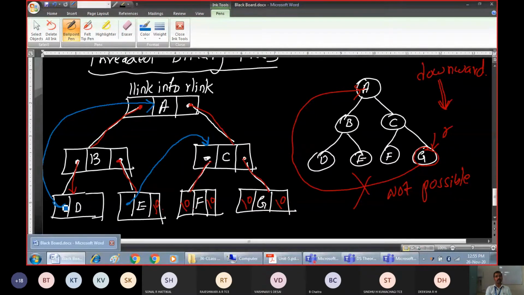Instead of storing null, I will store the address of A here, that is, the address of some node existing in the hierarchy, some top level node present in the hierarchy. With that, when you know the address of B, you can go back to A and again perform the traversal. That is possible. From node E, you can go back to node C.